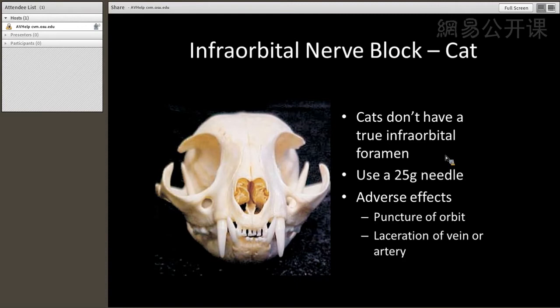Some of the adverse effects in this, in addition to the bleeding and the possibility of an incomplete blockade, given the location of this foramen, is that you could accidentally puncture the orbit of the eye or the globe itself. You could also lacerate any vein or artery that's traveling along with the infraorbital nerve. So the key to doing that is just make sure you're not using a really long needle, and if the eye starts bulging out, stop what you're doing.